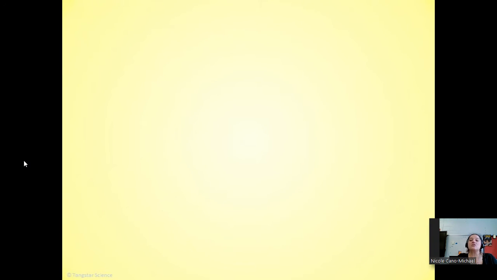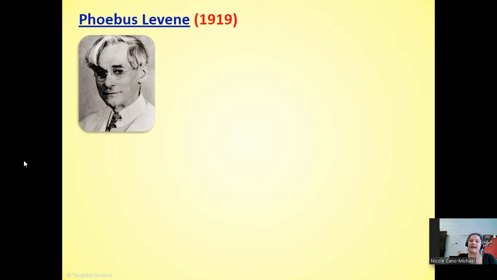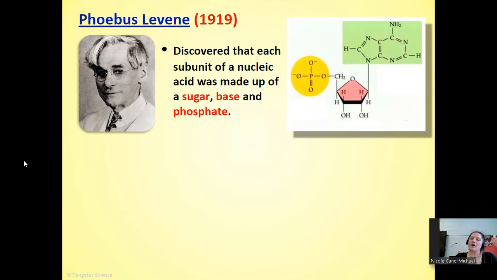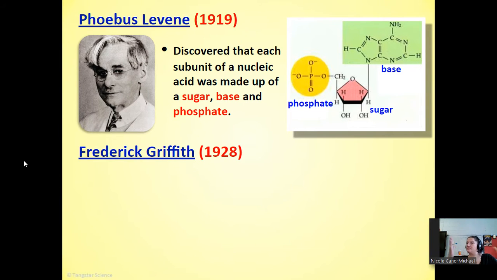All right, cool. So after this guy, along comes Levine, in 1919 at the height of the Spanish influenza pandemic. And he discovers that each subunit is basically made up of a sugar, a base, and a phosphate. Again, we talked about this, the macromolecules back during first semester. So these are the basic subunits of this nucleic acid: phosphate, sugar, nitrogen base. All right, so finally, something exciting.